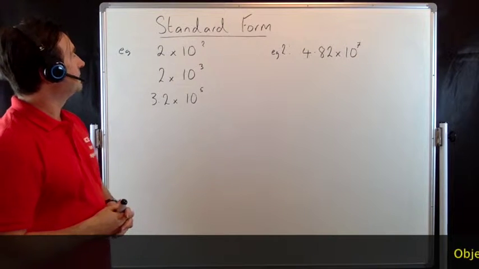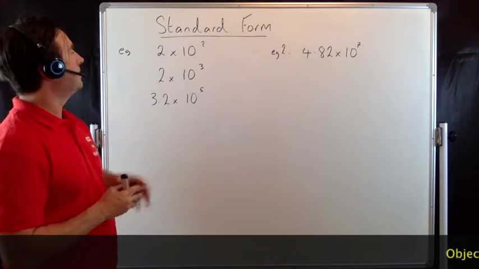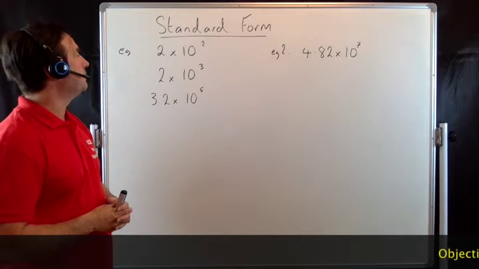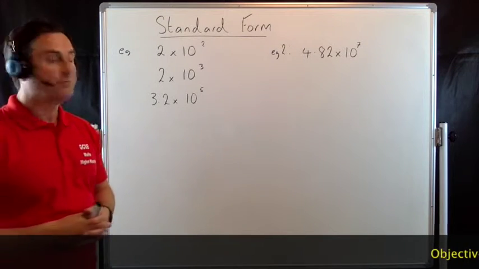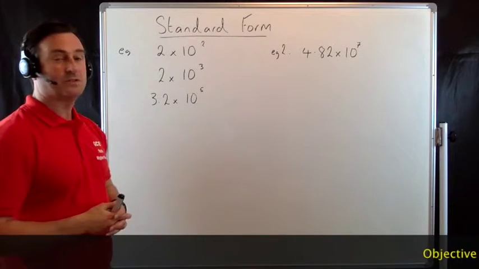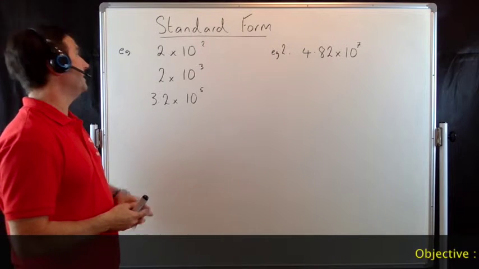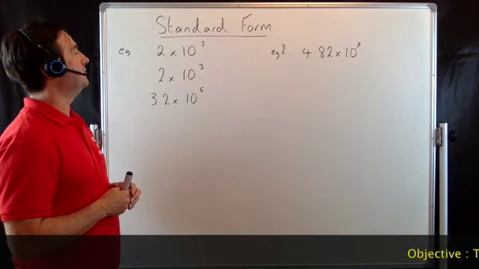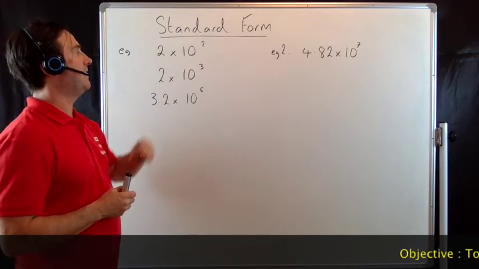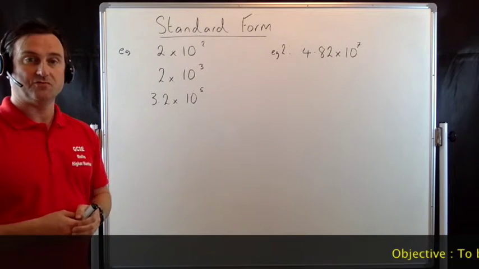If we have a look at this, this example here shows you a number that's written in basic standard form. 2 times 10 to the 2. Now all this basically means is we're multiplying the number 2 by 10 to the power of 2. 10 to the power of 2 is 100.